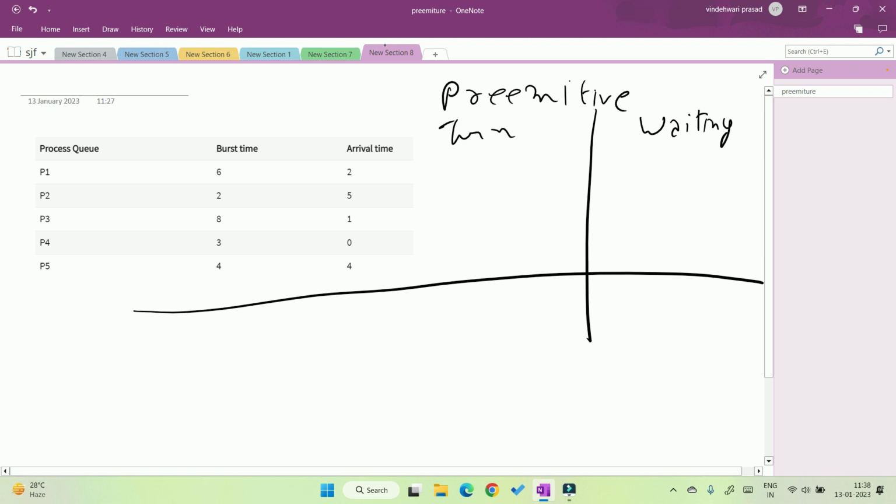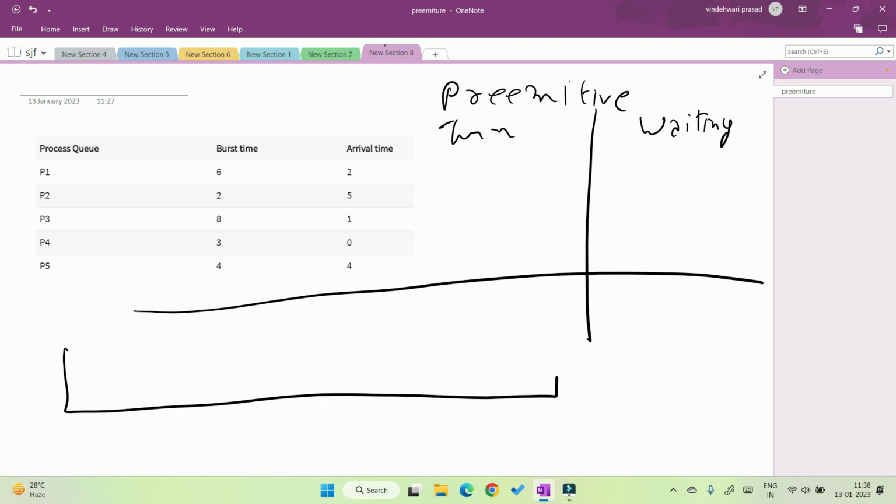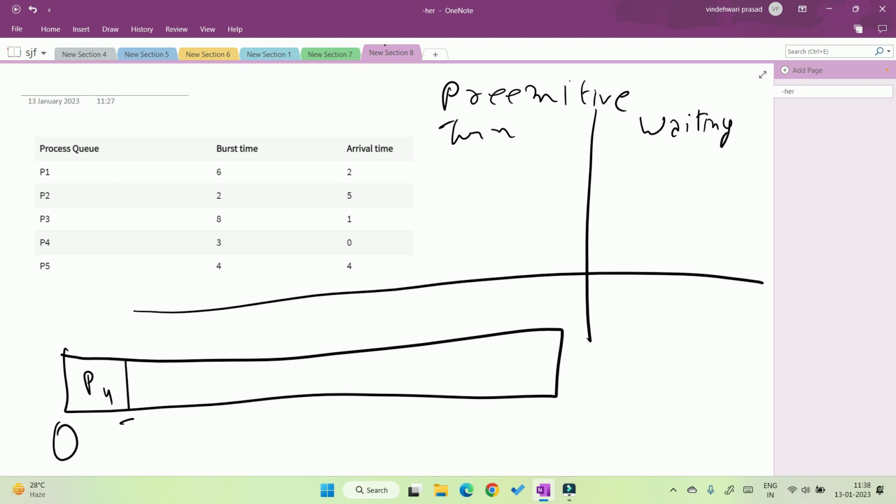So what will happen here? Same question. First P4 goes, because at 0 time there is no other process. So P4 is the first process and it will run from 0 to 3 seconds. Why does it run from 0 to 3 seconds? Because the process that comes at 1 second has a burst time more than P4, and the process that comes at 2 seconds also has a burst time more than P4, so P4 keeps running.